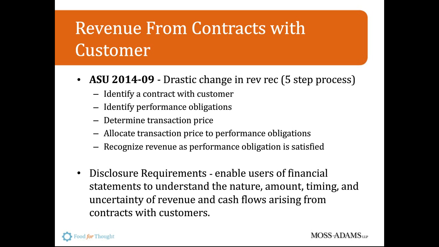So this was a pretty drastic change, and like I mentioned, it came out in May of 2014, and the whole difference between current GAAP and new GAAP is there's a 5-step process of now recognizing revenues. The first step is you would identify a contract with a customer, then you would identify performance obligations under those contracts, and you'd have to determine what the transaction price is, and then allocate that transaction price against those various performance obligations. And as you now satisfy performance obligations under the contract, that's when you would start recognizing revenue.